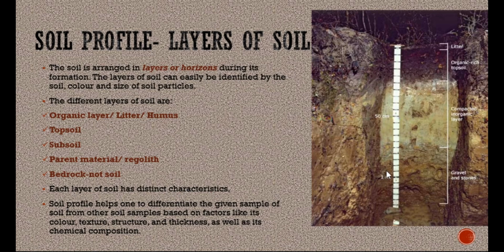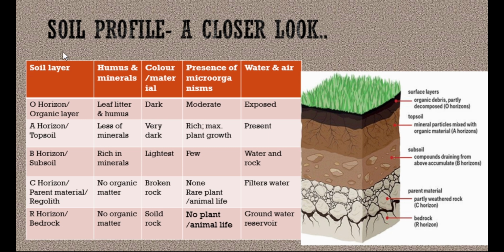Each layer of soil has its own distinct characteristics, about which we will be seeing next. Now remember that if we dig this deep into the soil at different locations, the soil profile, that is the thickness of each of these layers, can vary. It is the soil profile which helps one to differentiate a given sample of soil from other soil samples, and it depends on factors like the color, the texture, the structure, as well as the thickness and chemical composition of the soil layers. The soil layers in a soil profile are also known by the name horizon.